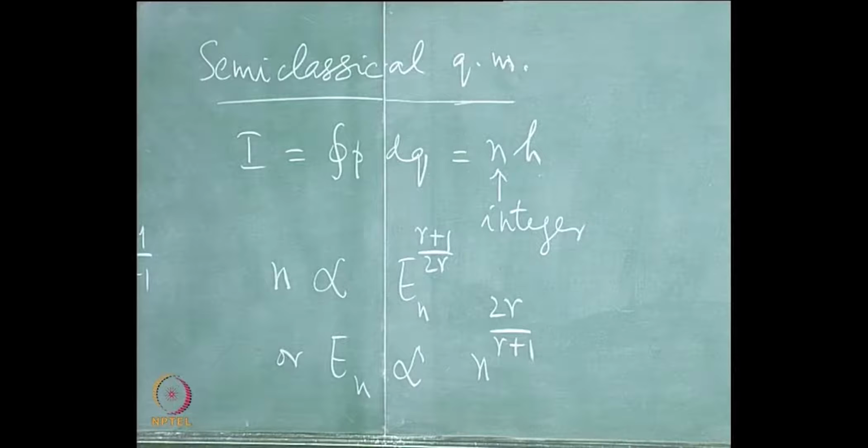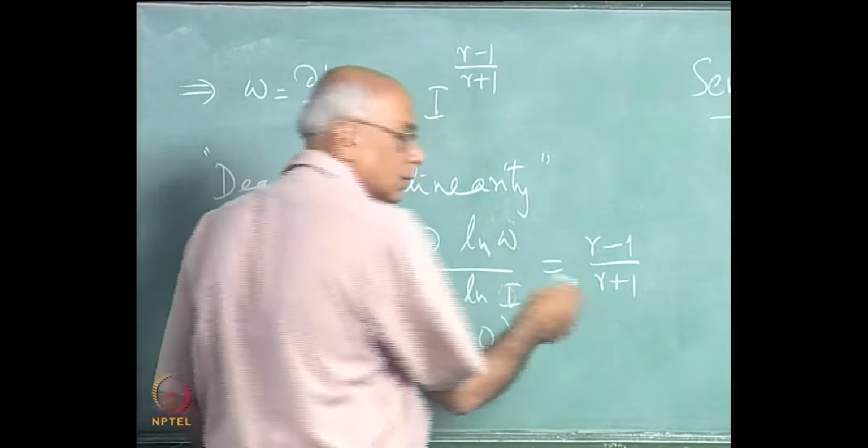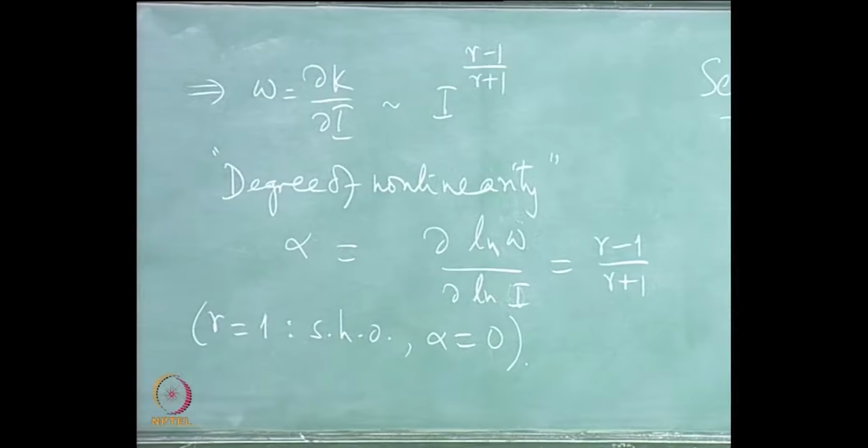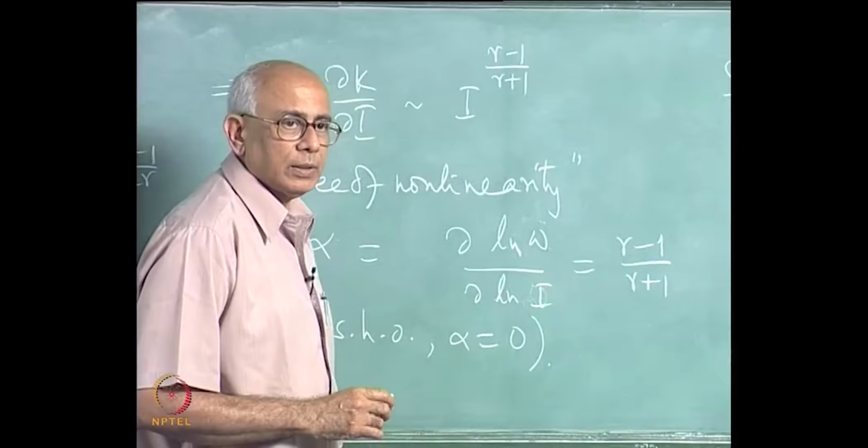Is it the other way about? Pardon? Ah, yes, of course, this is log omega over log I, and that is this degree of nonlinearity. The way the frequency changes as a function of the action. Thank you.